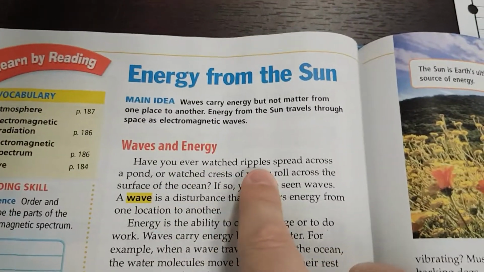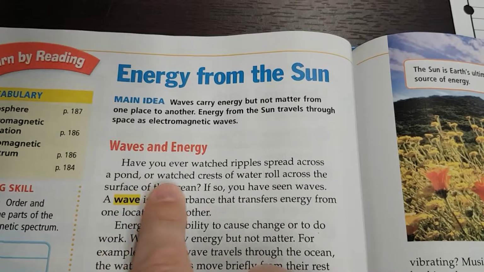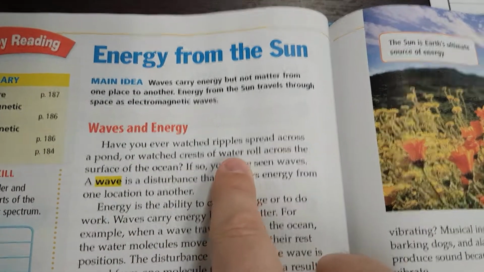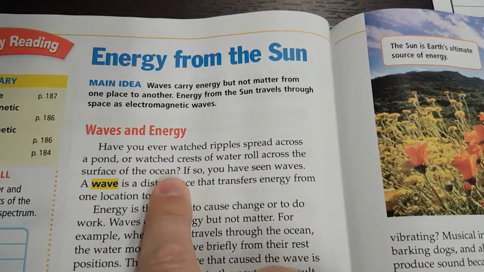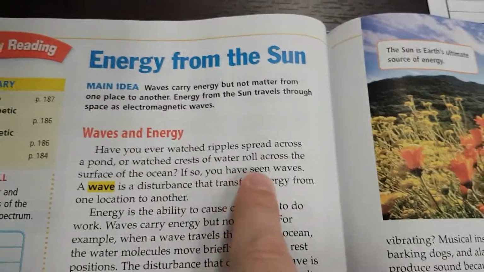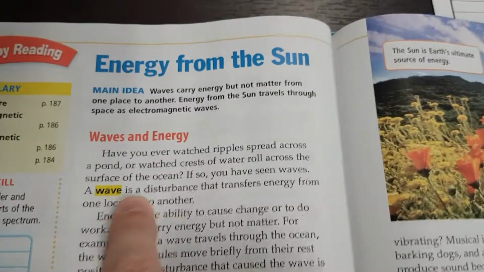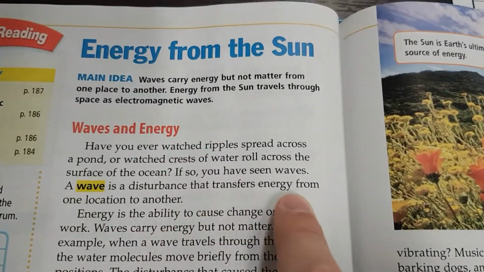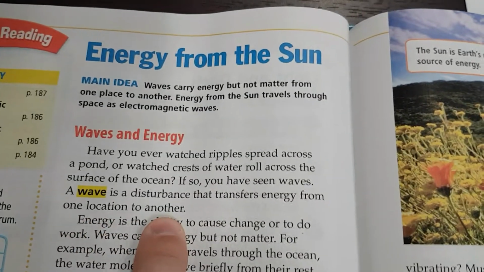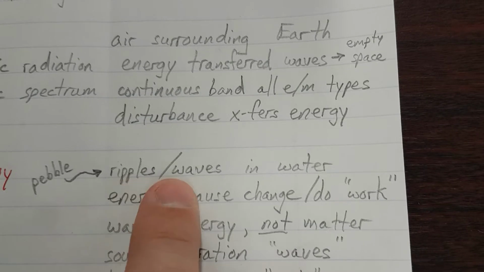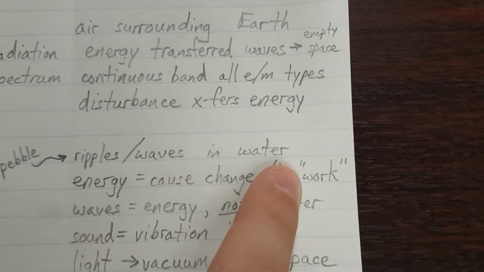Have you ever watched ripples spread across a pond or watched crests of water roll across the surface of the ocean? If so, you have seen waves. A wave is a disturbance that transfers energy from one location to another. Okay, so ripples, waves in water.